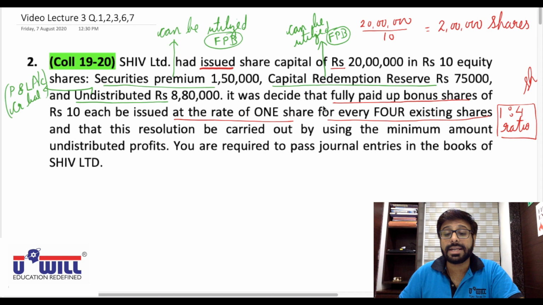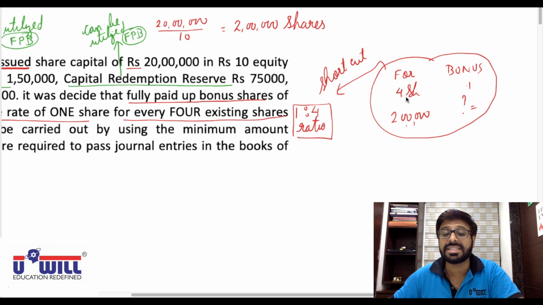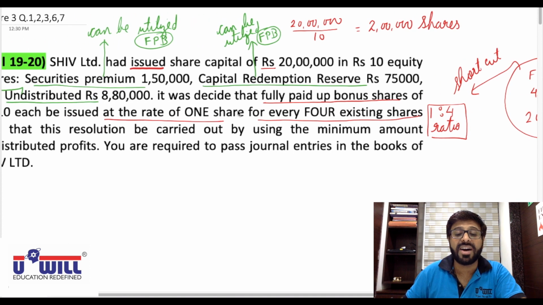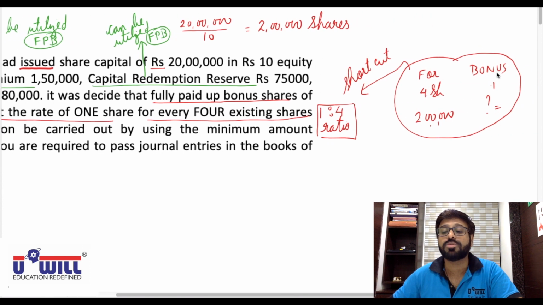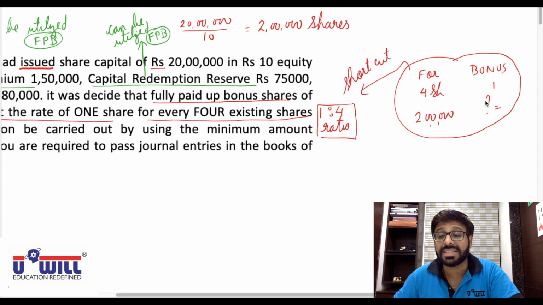It was decided that fully paid up bonus shares of rupees 10 each be issued at the rate of 1 share for every 4 existing shares. See, at the rate of 1 share means 1 share of bonus is to be given for every 4 existing shares. How many existing shares are there? 2 lakhs. So against that, how many bonus shares will be given? 2 lakhs into 1 divided by 4, 50,000.